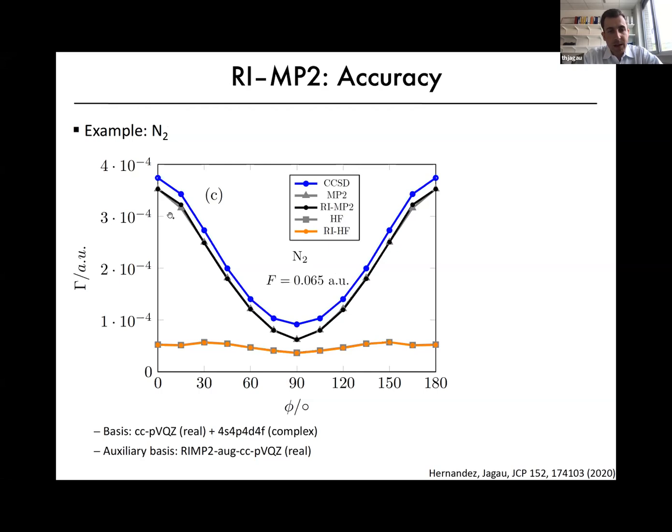And as you see, the MP2 methods very well reproduce the CCSD, and the canonical MP2 and the RI MP2 are actually almost indistinguishable. And you also see Hartree-Fock fails completely. You don't get any anisotropy with Hartree-Fock.